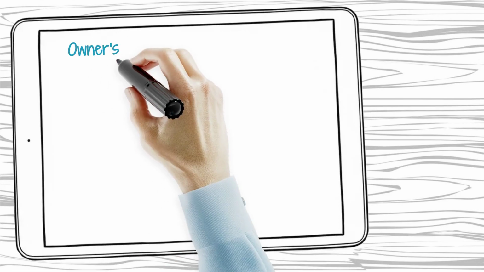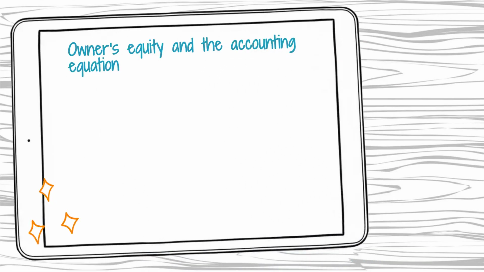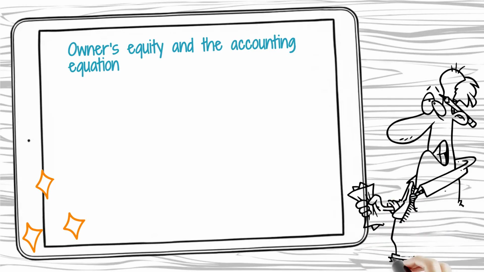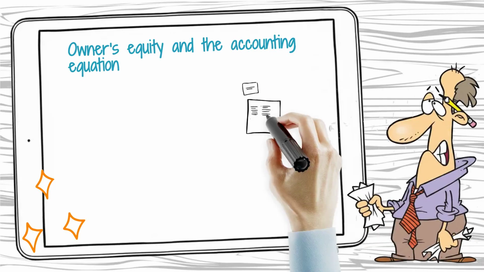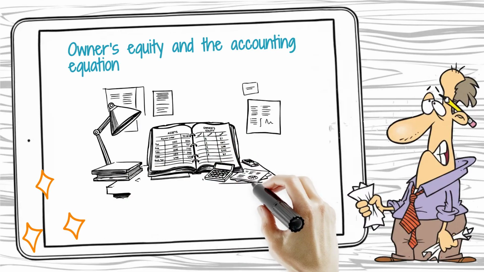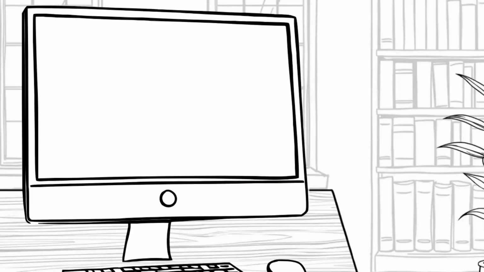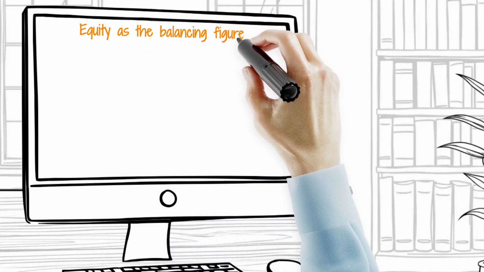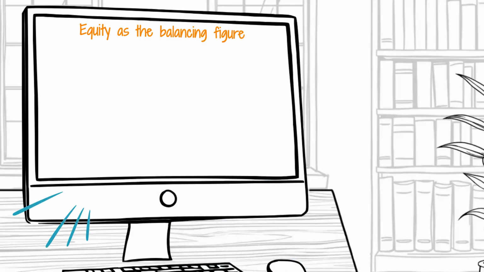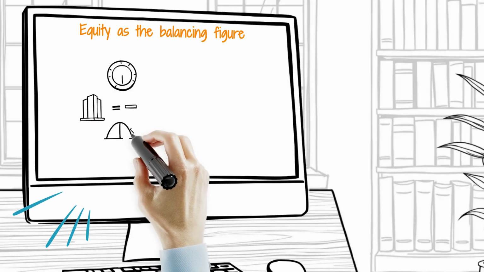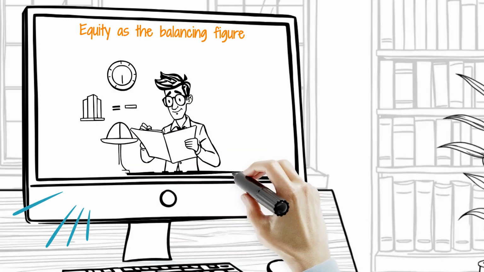Owner's equity is the owner's claim on a business after liabilities are subtracted from assets. In simple terms, it is what would be left for the owner if the business paid off everything it owes. The basic accounting equation is assets equal liabilities plus owner's equity. So equity is the balancing figure that shows how much of the business truly belongs to the owners.